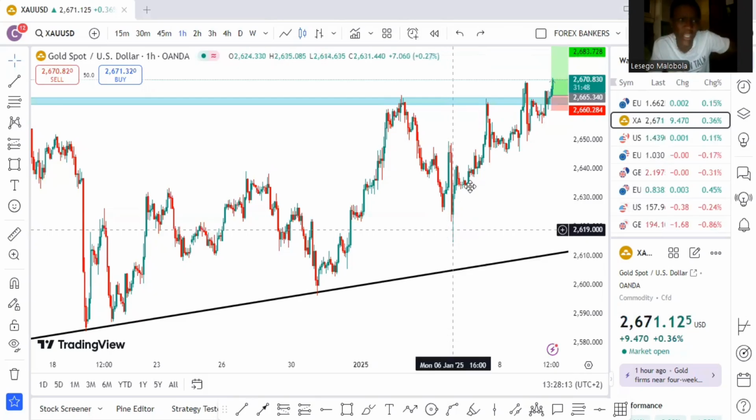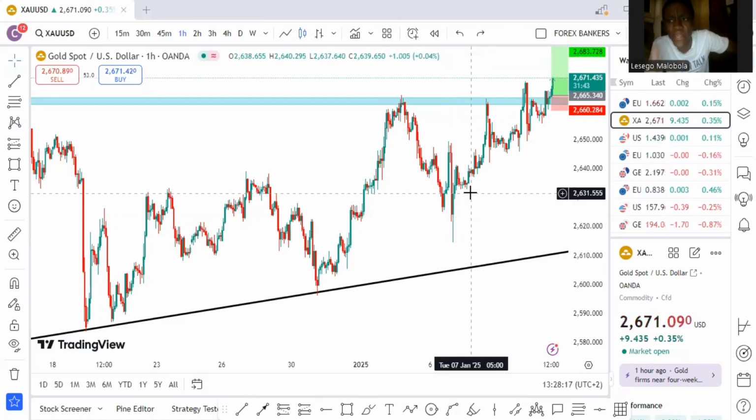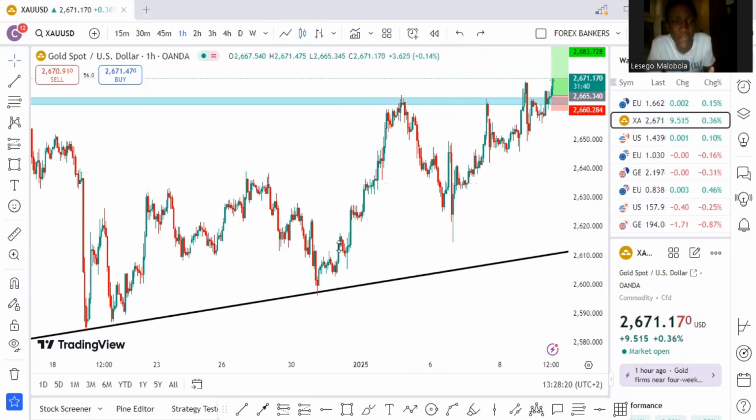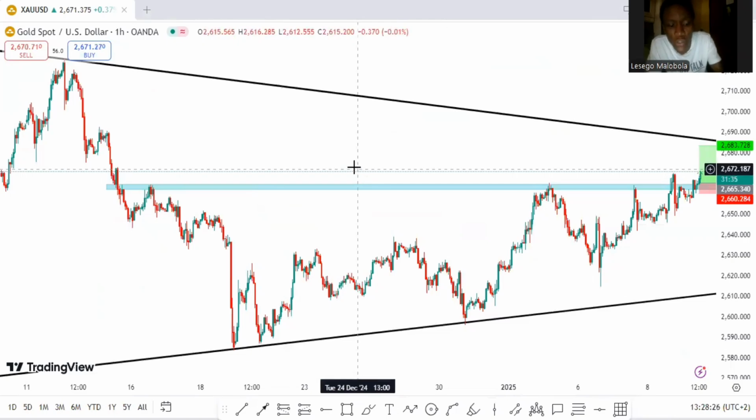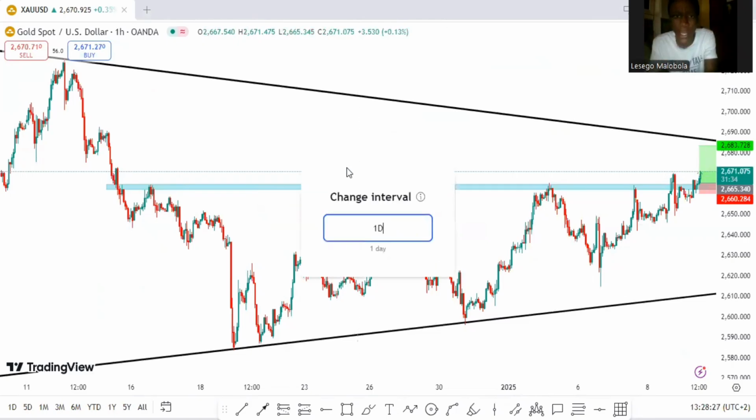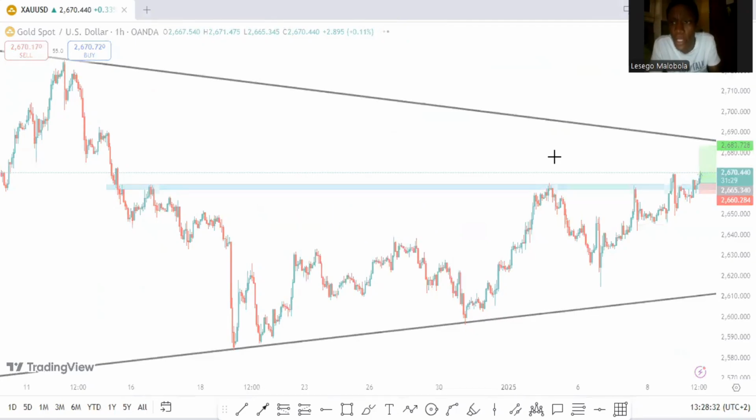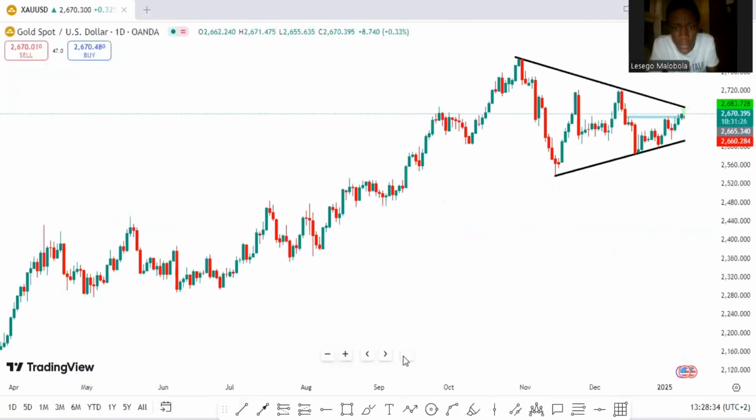So let's backtest support and resistance. Speaking of that, I'm actually looking at gold, right? And as you can see, I'm trading gold just based off support and resistance. If I go to the daily time frame just to show you how I'm looking at gold today, so you can be able to see, right?